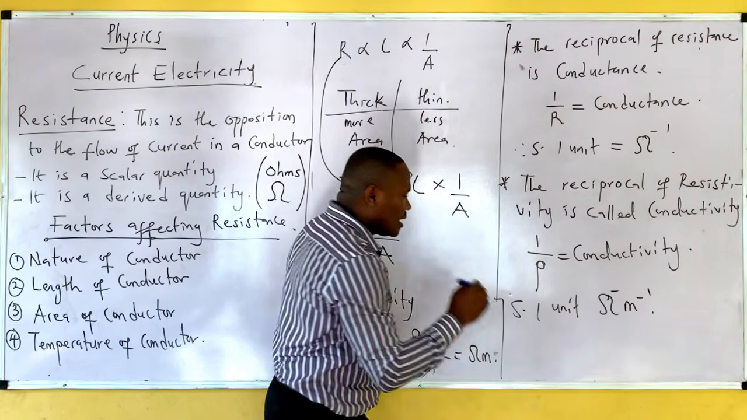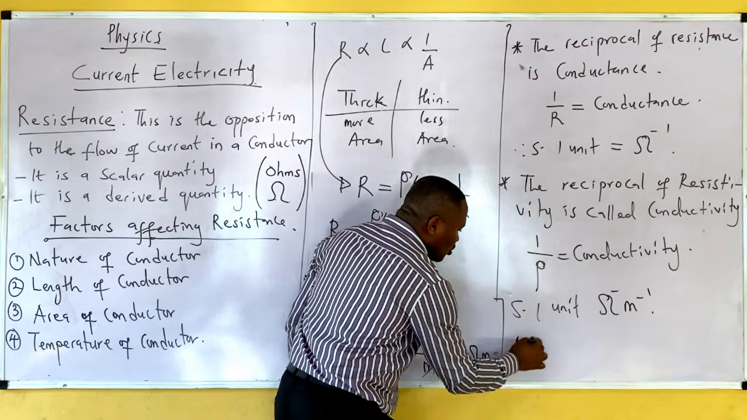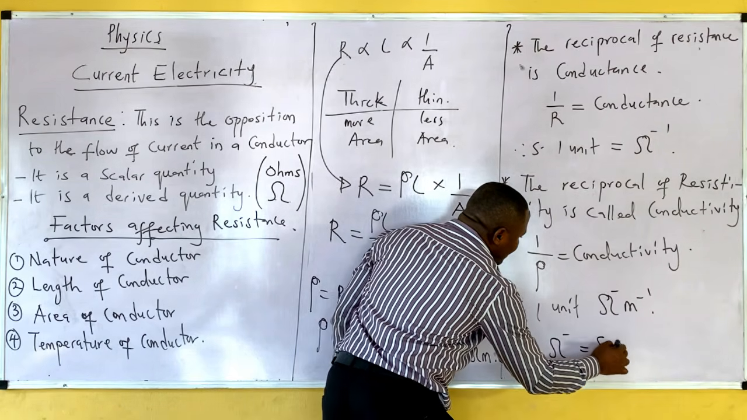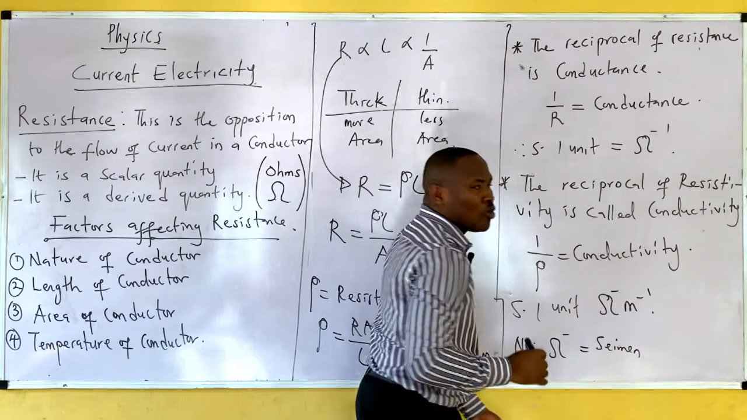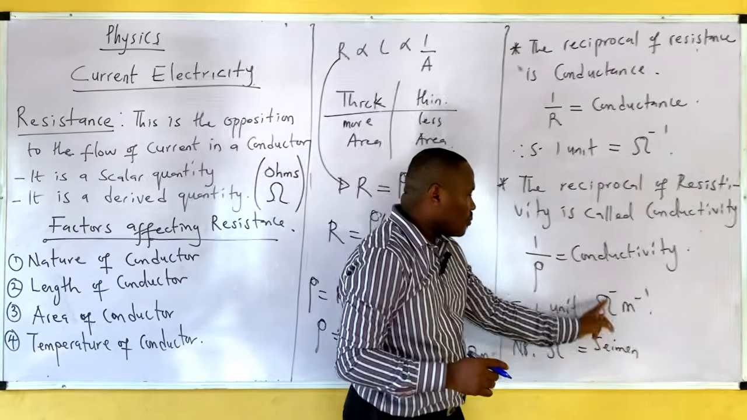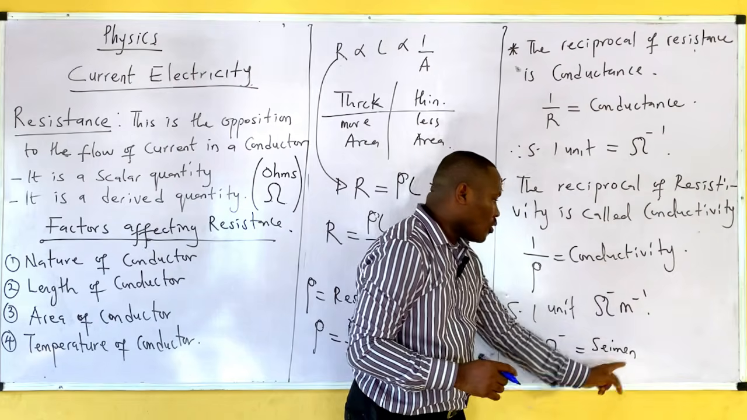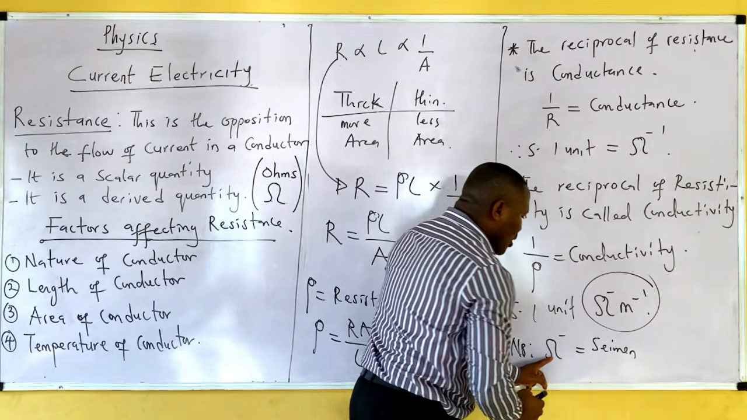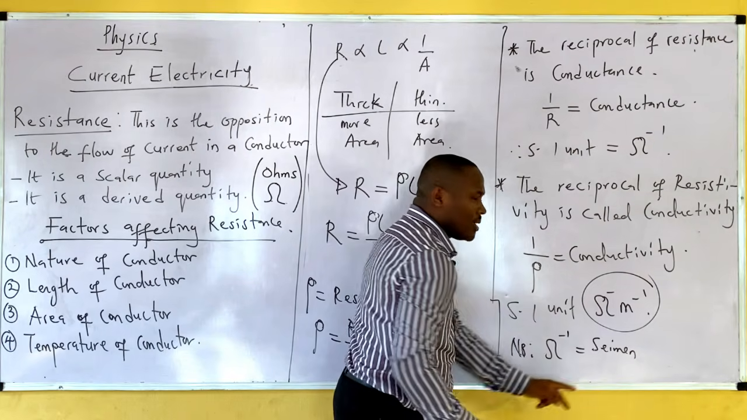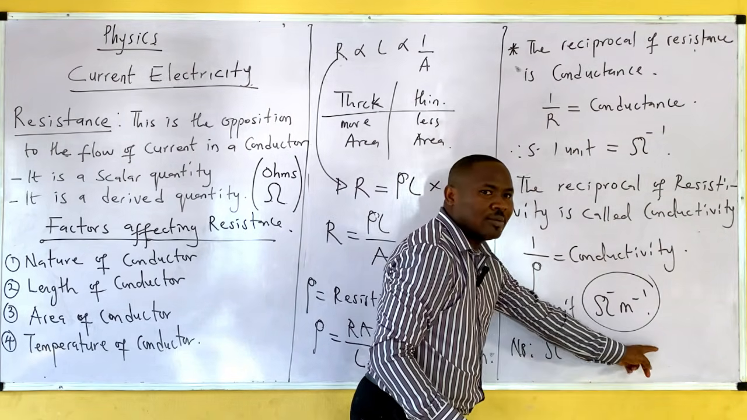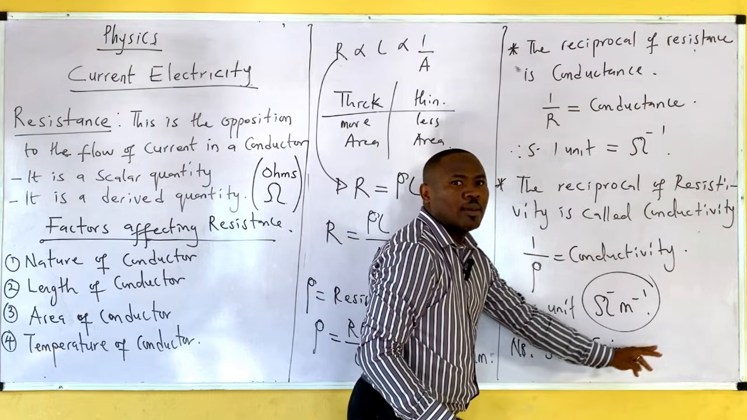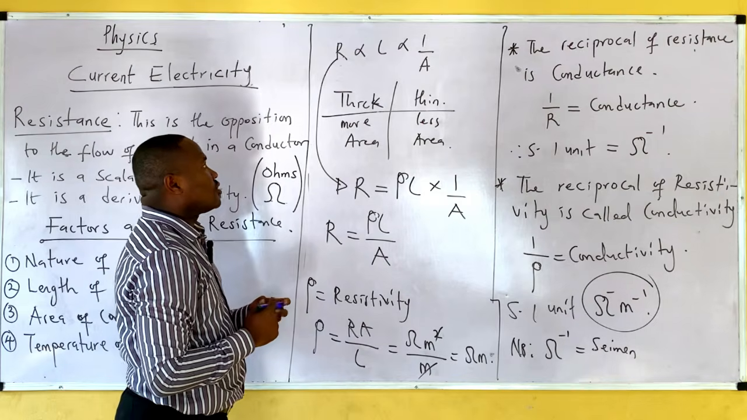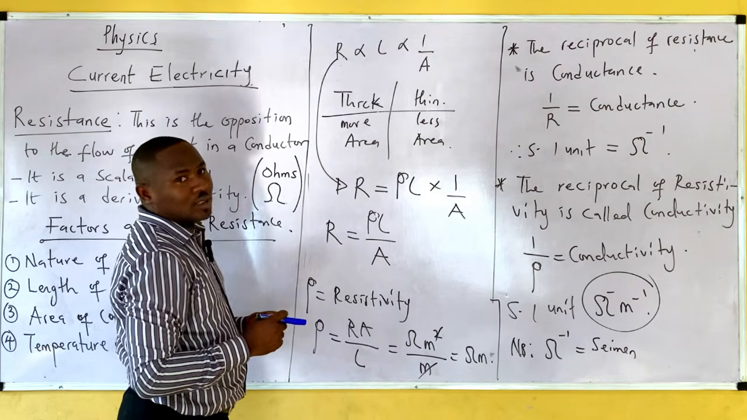Take note of this. Also note that per ohm is called Siemens. Per ohm is called Siemens. So per ohm per meter will be called Siemens per meter. Take note of this. Per ohm is what we call Siemens. Then per ohm per meter will be Siemens per meter. This is very important. We'll be doing some questions to show this and how this can be solved.